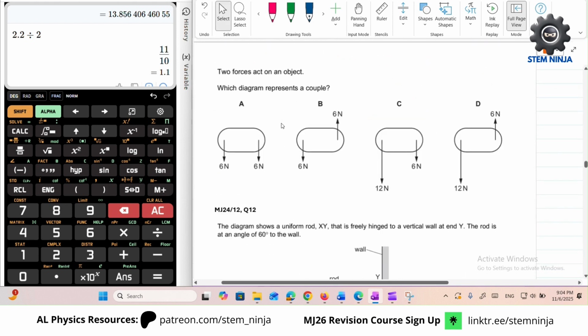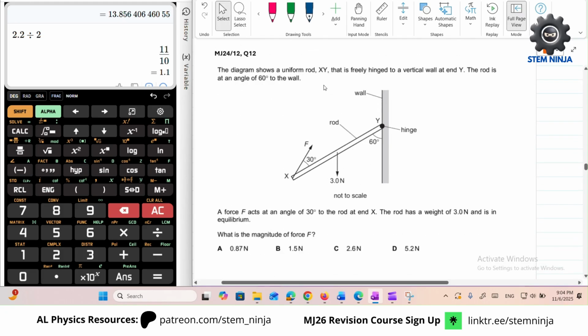Two forces act on an object. Which diagram represents a couple? So this doesn't, because both the forces are in the same direction. This is going to be representing a couple because the two forces are equal, same magnitude, opposite directions, and separated by a distance. B.